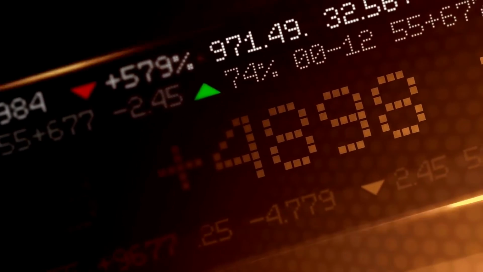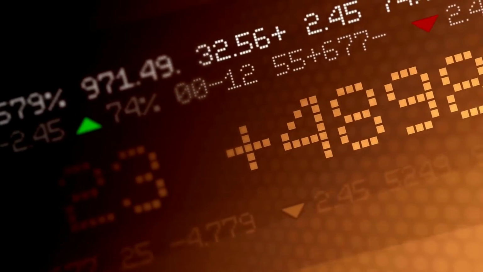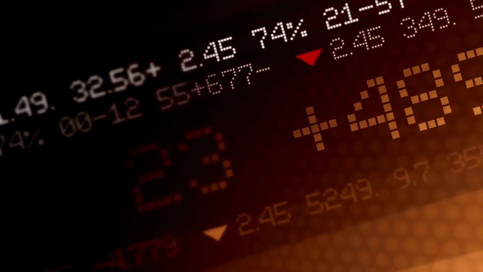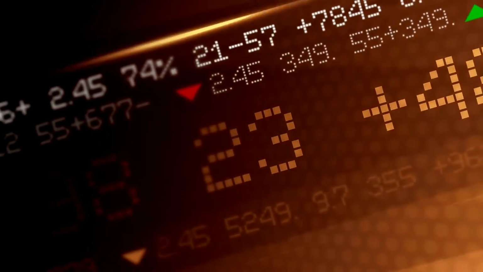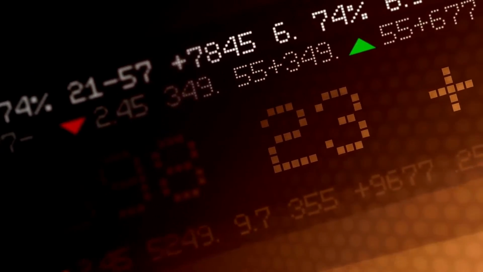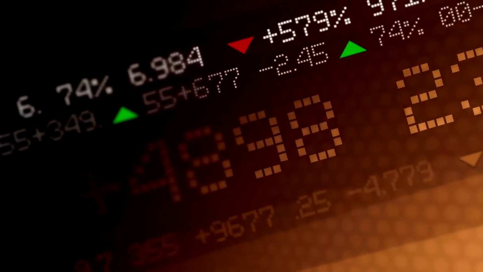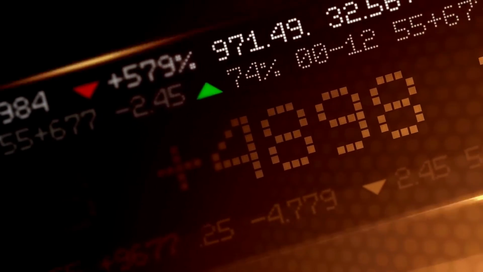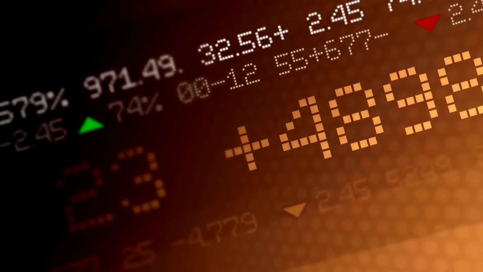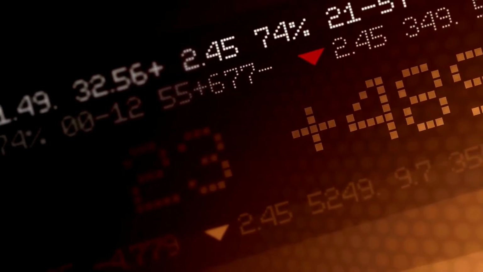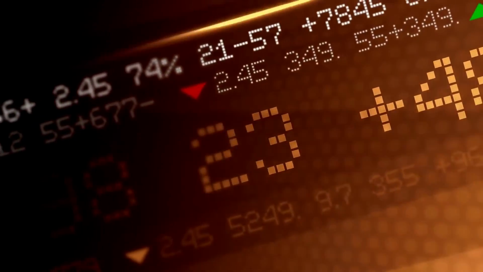So we've learned that screen recording is beneficial for developing experience regarding time and price. Remember, time and price is the core to everything ICT. The second major benefit of screen recording comes by way of reviewing how we execute and manage our trades.